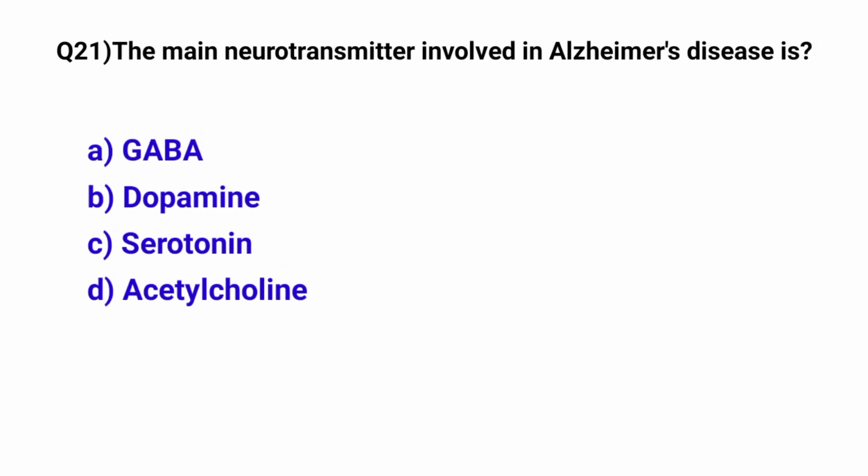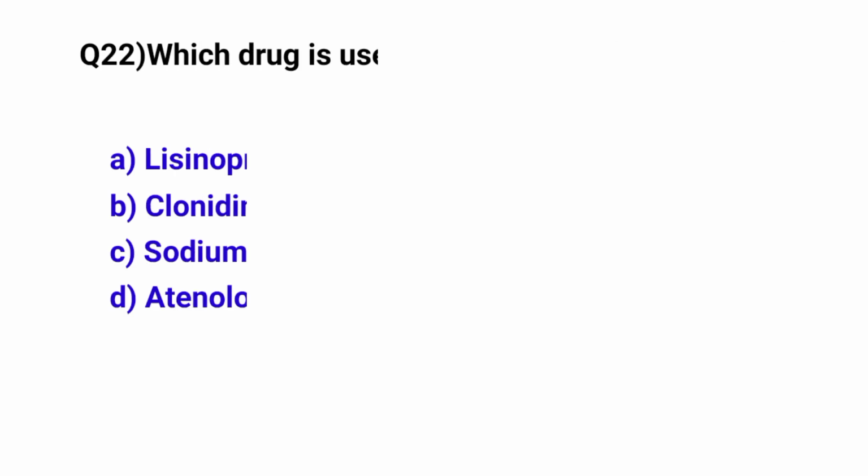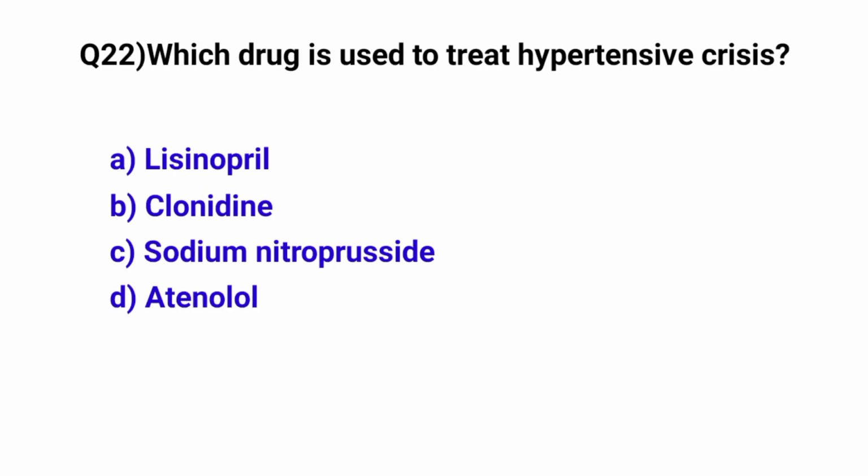Question number 21. The main neurotransmitter involved in Alzheimer's disease is. The correct option is D. Acetylcholine. Question number 22. Which drug is used to treat hypertensive crisis? The correct option is C. Sodium nitroprusside.